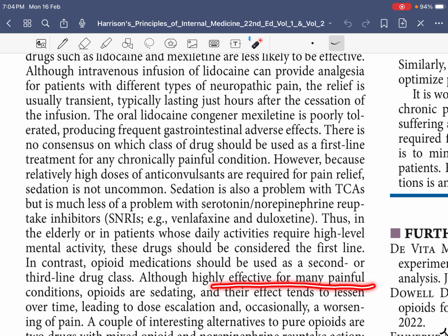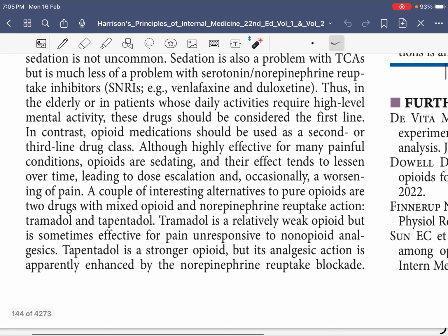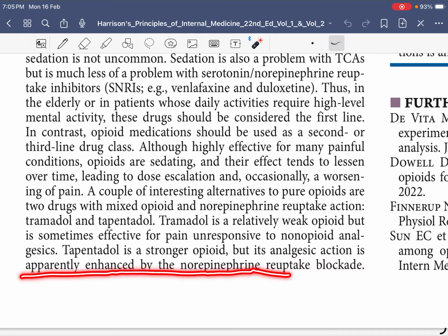Although highly effective for many painful conditions, opioids are sedating and their effect tends to lessen over time, leading to dose escalation and occasionally worsening of pain. A couple of interesting alternatives to pure opioids are two drugs with mixed opioid and norepinephrine reuptake action, tramadol and tapentadol. Tramadol is a relatively weak opioid but is sometimes effective for pain unresponsive to non-opioid analgesics. Tapentadol is a stronger opioid but its analgesic action is apparently enhanced by the norepinephrine reuptake blockade.